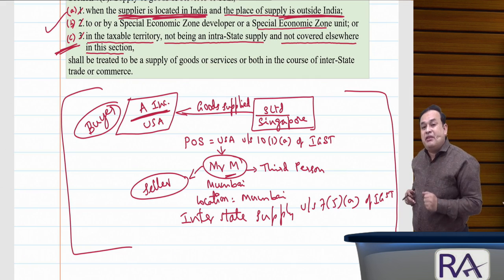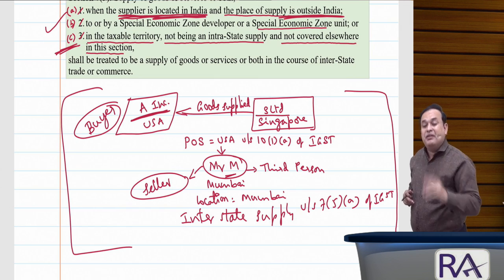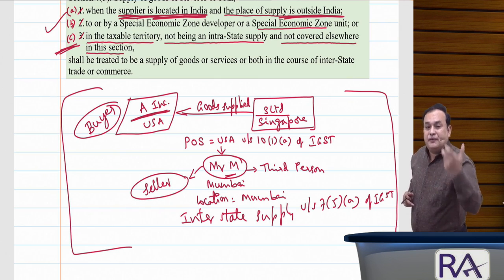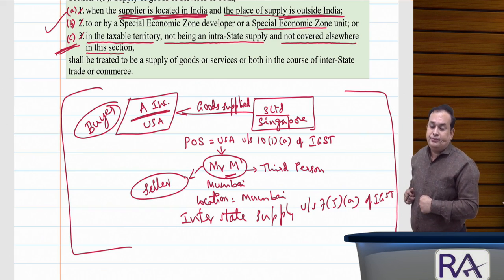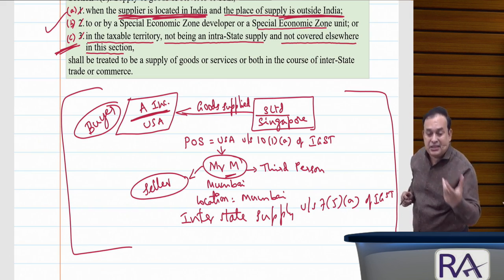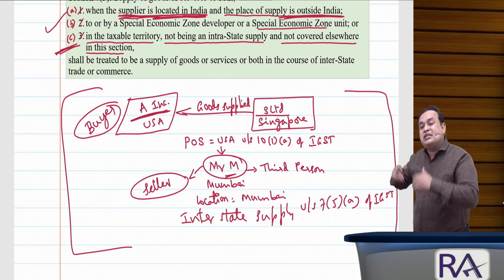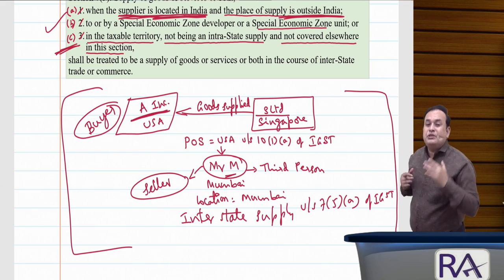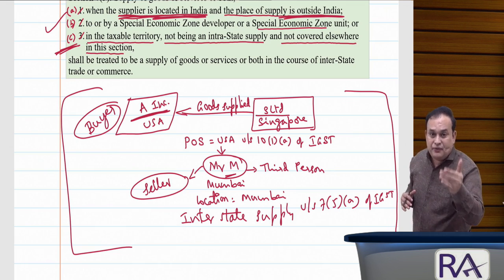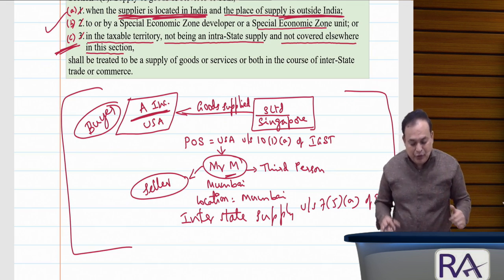Now when Section 7.5 clause B comes into picture, I will give the example by visualization. And 7.5c I will highlight, where supply of goods or supply of services are both in the taxable territory, not being an intrastate supply, not covered elsewhere in these provisions, will fall under 7.5c and will be treated as interstate supply. Examples I am going to present now. Don't worry at all. 7.5b also I am going to bring the example for your kind consideration.